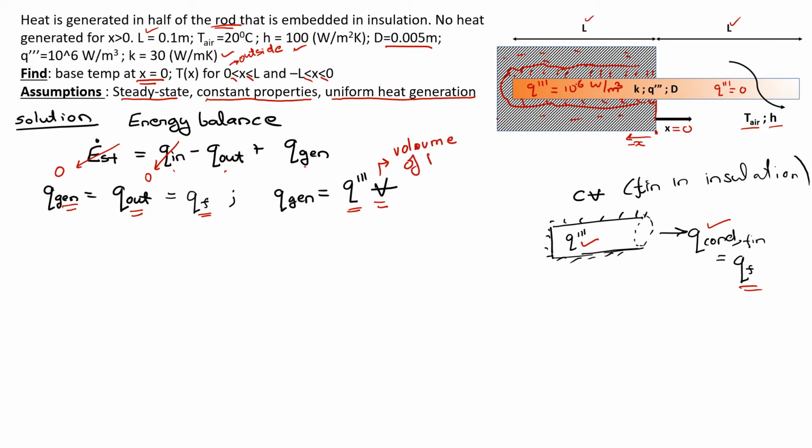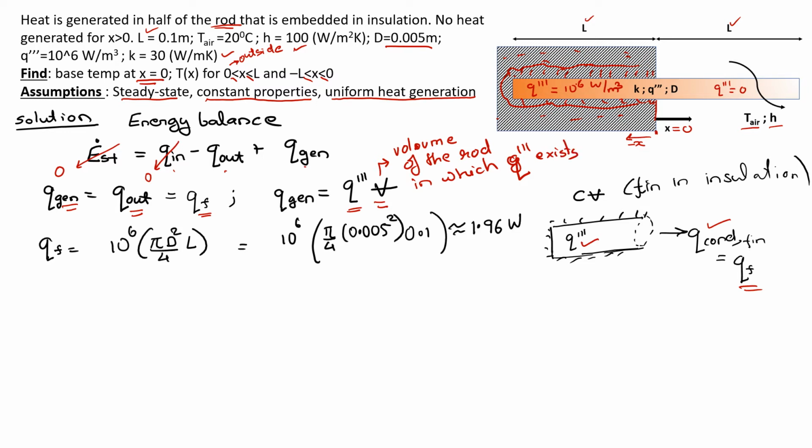So the volume of the rod in which heat is being generated exists. Q exists. Okay, so our Q fin will be equal to Q gen. So this is nothing but Q gen, and our Q gen is the Q triple prime times the volume.